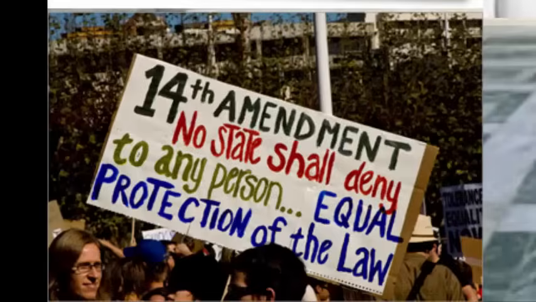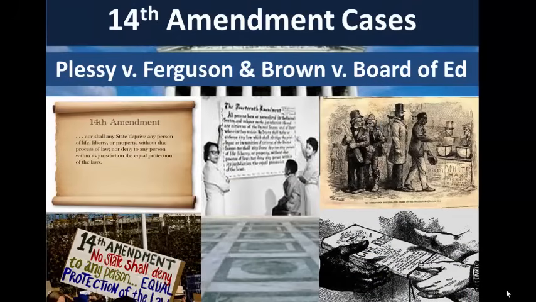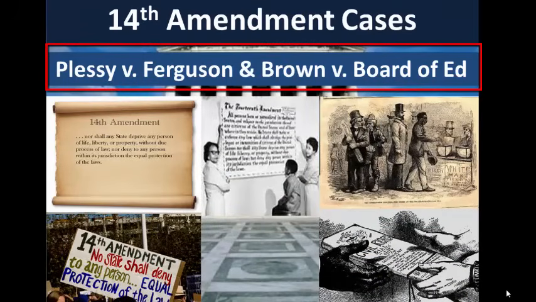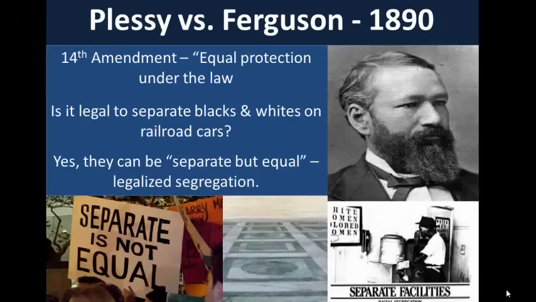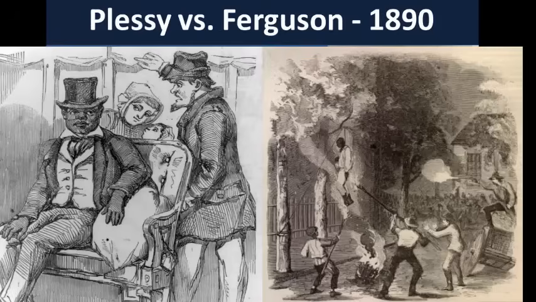In the first two cases we'll look at, Plessy versus Ferguson and Brown versus the Board of Education of Topeka, Kansas. This first case took place in 1890 at a time of great racial tension, especially in the South, just 30 years after the Civil War and the abolition of slavery.